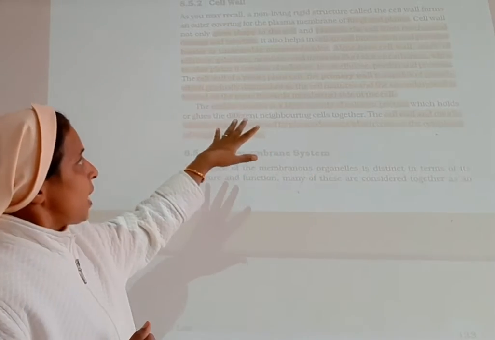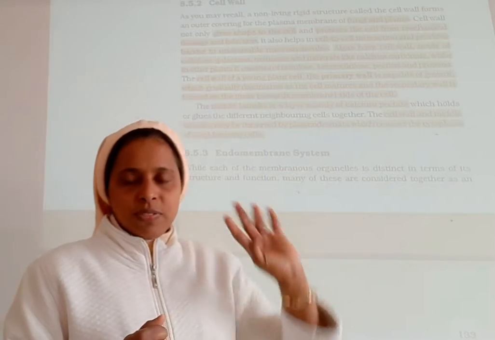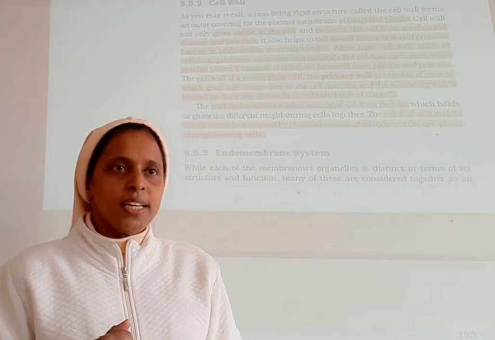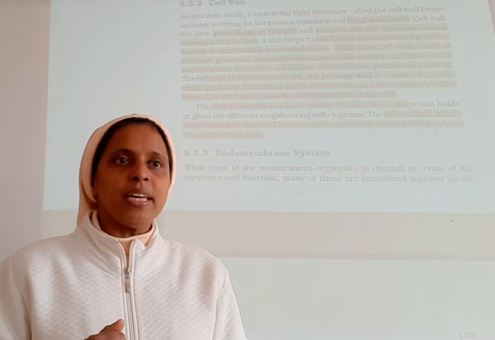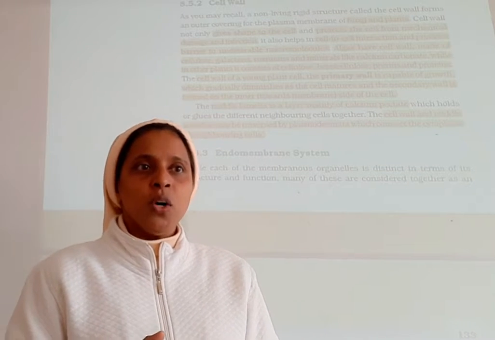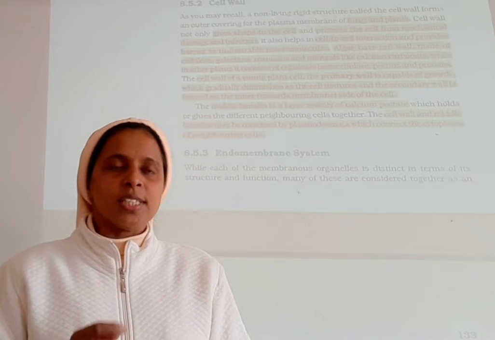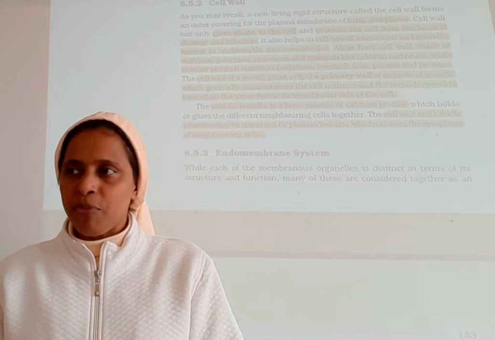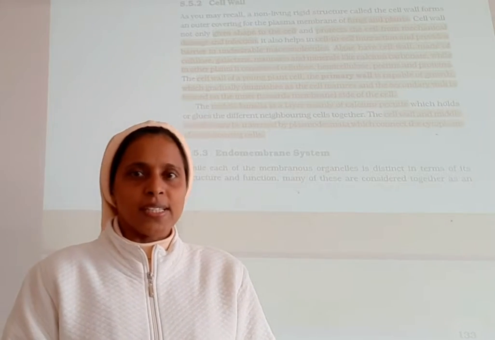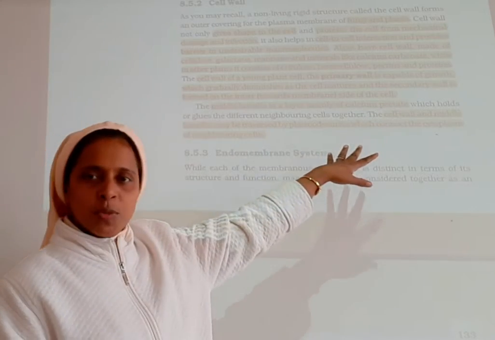And algae have a cell wall. What is it made up of? Algae cell walls are made up of cellulose, galactans, mannans, and minerals like calcium carbonate. While in other plants, what is it made up of? It is made up of cellulose, hemicellulose, pectins, and proteins. So the main thing you have to remember here is regarding the plasmodesmata.